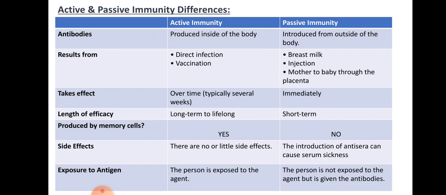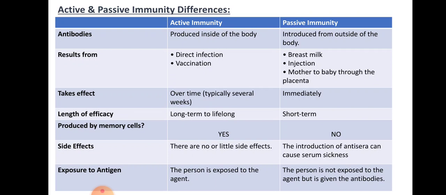Here, these antibodies are produced by the memory cells. In case of passive immunity, the antibodies are not produced by the body. Coming to the side effects here, there are no or little side effects in case of active immunity. In case of passive immunity, the introduction of anti-sera can cause serum sickness. So we can say that there will be some side effects because of the passive immunity.